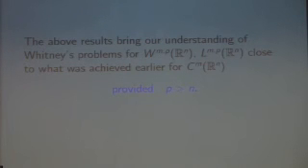That means that, maybe this is slightly overstated, but the above results bring our understanding of Whitney's problems for Sobolev spaces close to what was achieved earlier for CM. So far this doesn't include tolerances, and it doesn't remove outliers. I'm quite sure tolerances can be included in the machine. In fact, for one derivative in LP, Pavel has actually solved the problem. Removing outliers might be trickier, a lot trickier. I'm not sure.